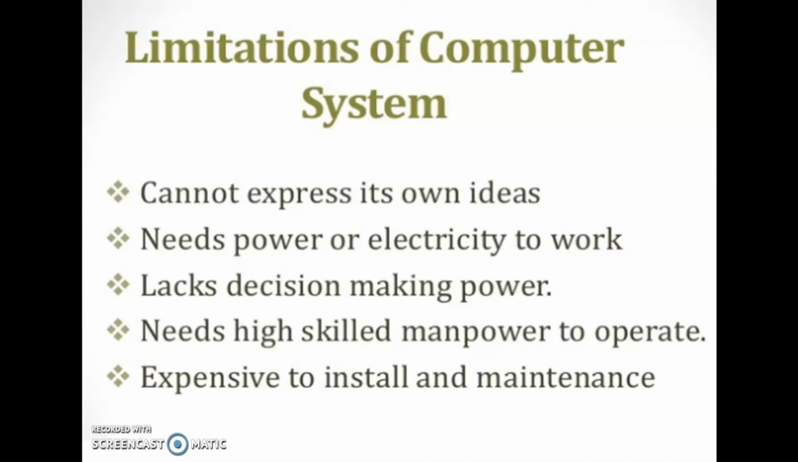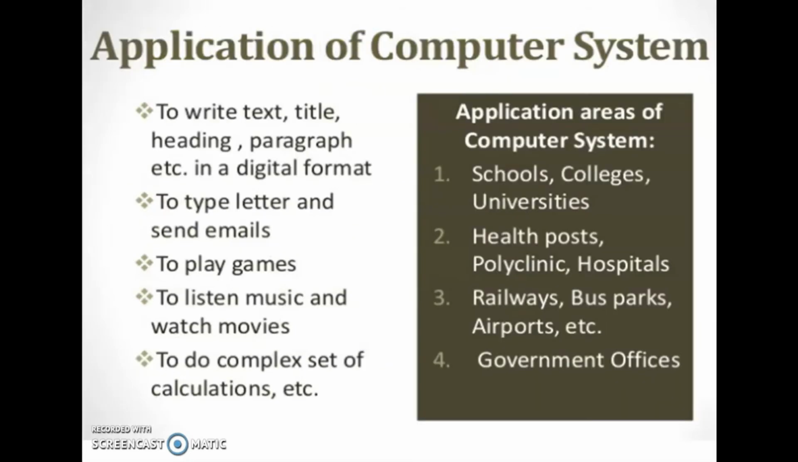Then limitations of computer system. It cannot express its own ideas. We human beings developed this computer system, so it cannot express its own ideas. It needs power or electricity to work. It lacks decision making power. It needs high skilled manpower to operate. It is expensive to install and maintain. Those are the limitations of computer system.